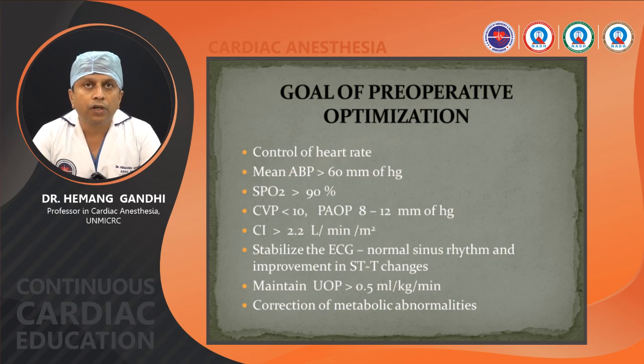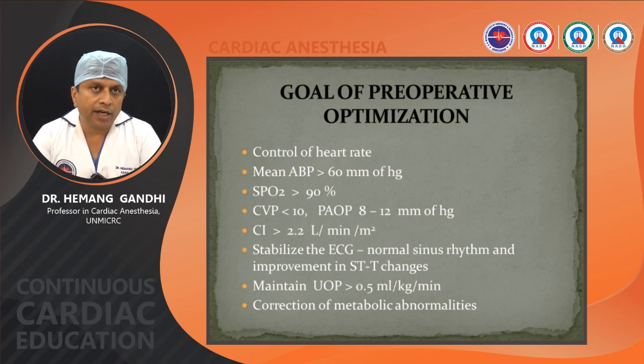So our goal during this preoperative optimization is to control the heart rate and make it normal, keep the arterial blood pressure more than 60 millimeters of mercury, maintain the saturation above 90%, CVP less than 10, and pulmonary artery occlusion pressure around 8 to 12 millimeters of mercury.